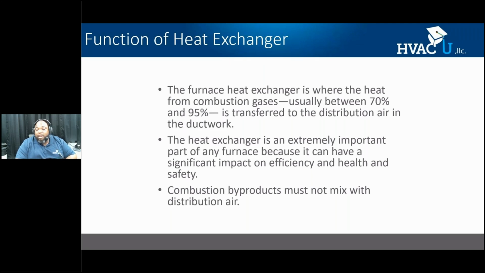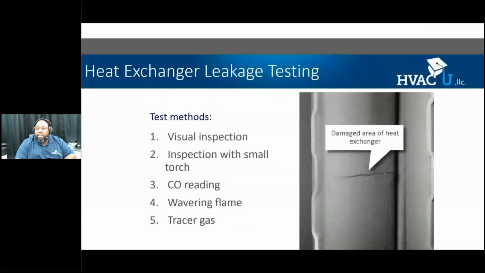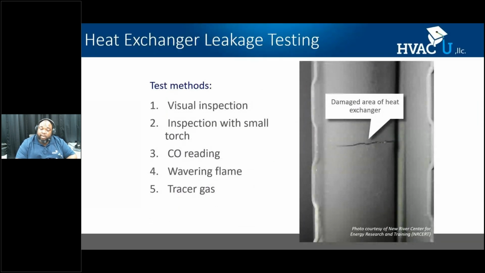However, a lot of the failures are attributed to poor duct design. We're going to talk about what some of the average duct systems that we measure are reading at, but a lot of times those cracked heat exchangers come from poor duct design.